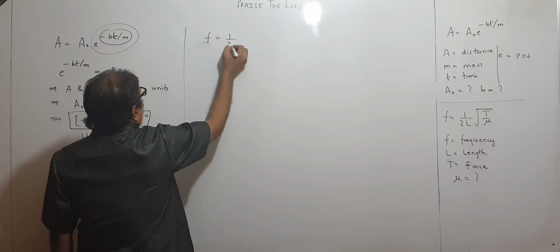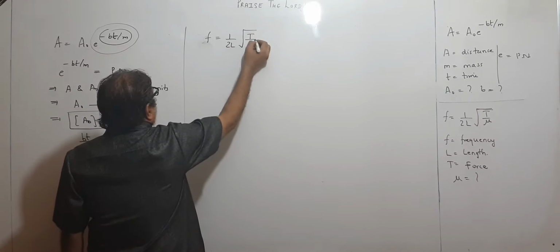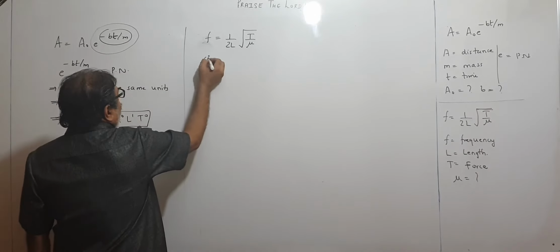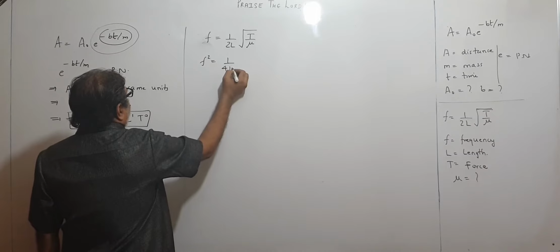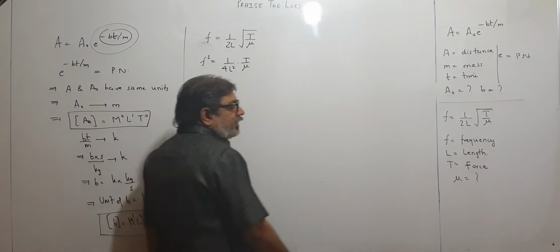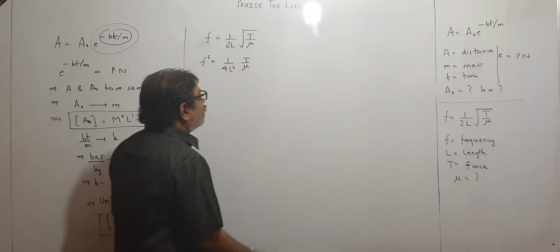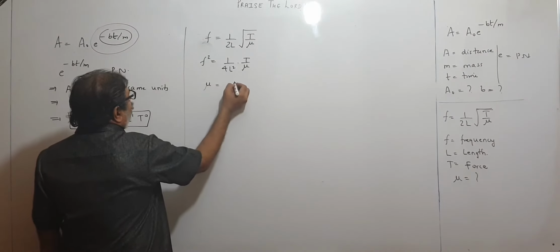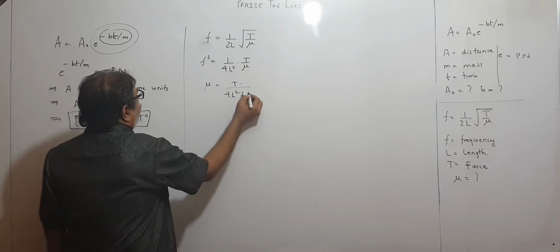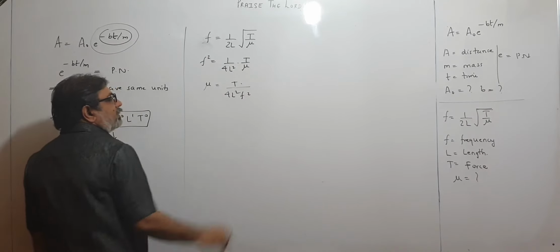F is 1 upon 2L root of T by mu. So first remove the square root sign, square. F square becomes 1 upon 4L square T upon mu. I need the units of mu, so I make mu the subject of the formula. So mu becomes T upon 4L square F square. F square comes here, mu comes over here.